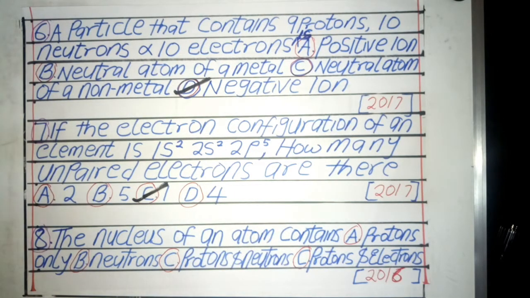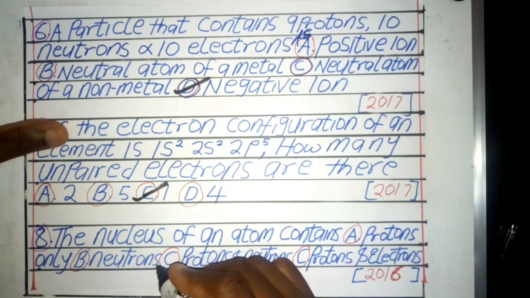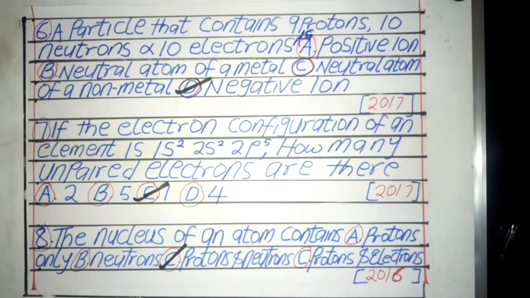Then the next question. The nucleus of an atom contains A, protons only, B, neutrons, C, protons and neutrons, D, protons and electrons. Alright, the nucleus of an atom contains protons and neutrons. The electron is found outside the nucleus. So the answer is C. The nucleus contains protons and neutrons.